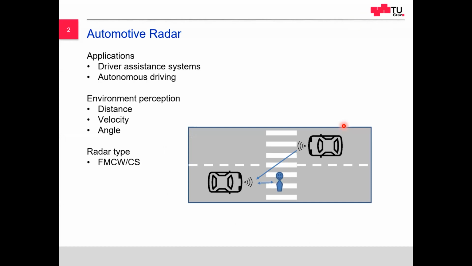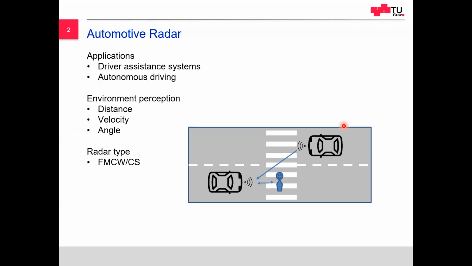So automotive radar is used for driver assistance systems and autonomous driving. The radar sensor itself is used to measure the distance, the velocity, and the angles of objects that are within the environment of the radar sensor. And typically in the automotive context, we use the frequency modulated continuous wave chirp sequence radar type.